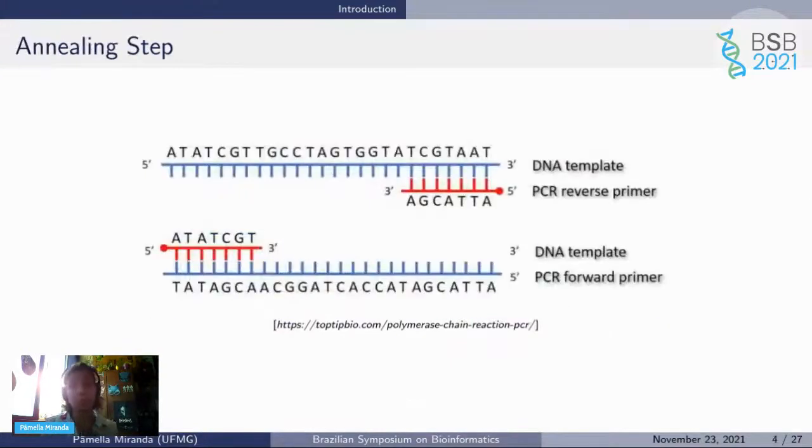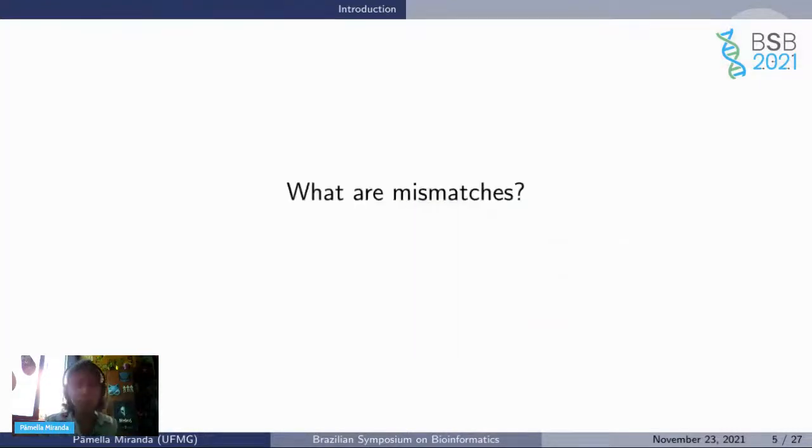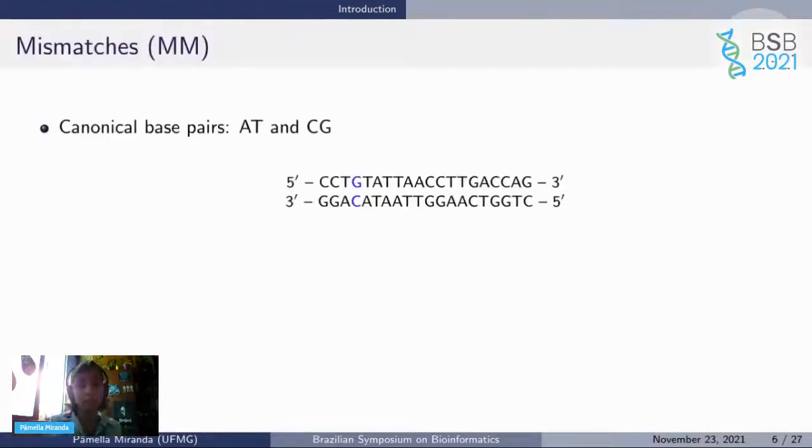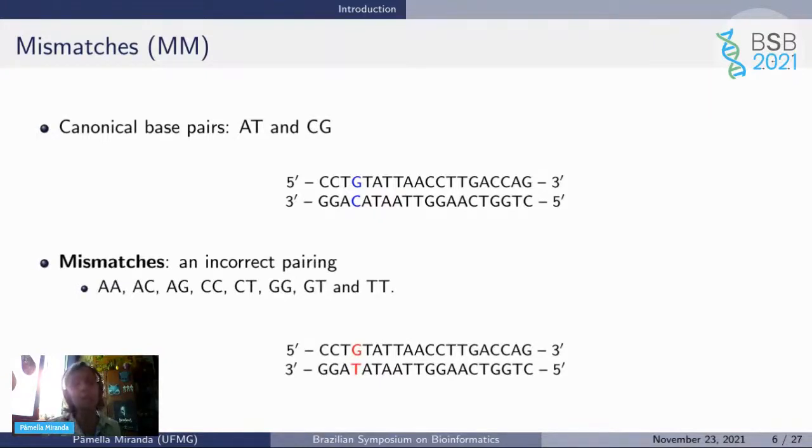In our work, we focus on the second step, when the primers hybridize to the target, in which the presence of mismatches may impact the reaction. But okay, what are mismatches? It is known the canonical base pairs, AT and CG, which form the DNA sequence. So, in opposition to it, mismatches are incorrect pairings. So, one base binds to a non-counterpart. And there are eight single mismatches.